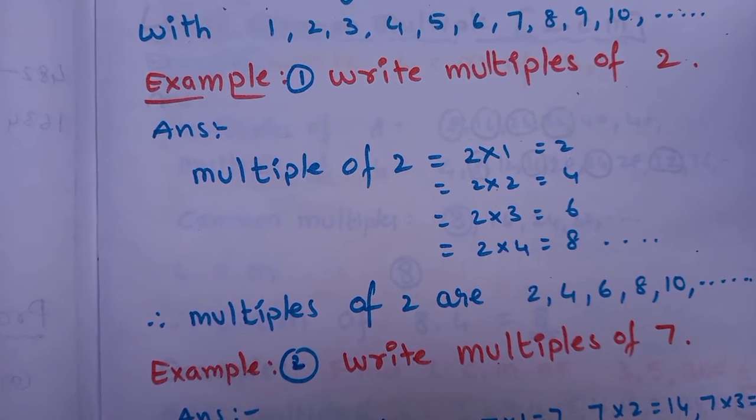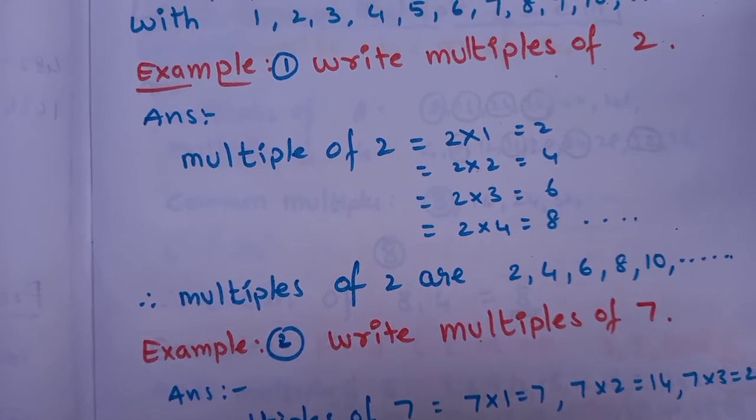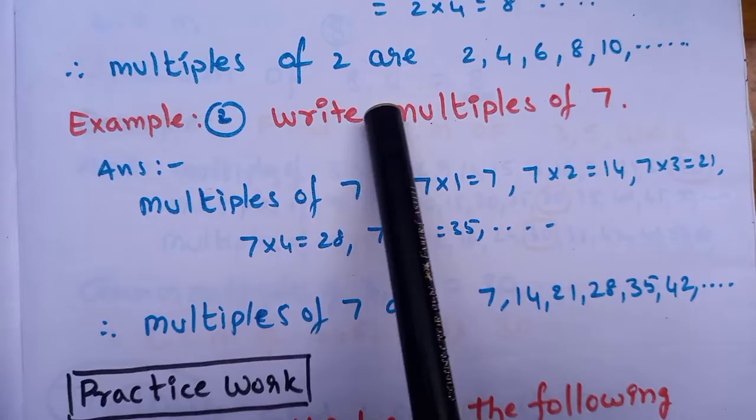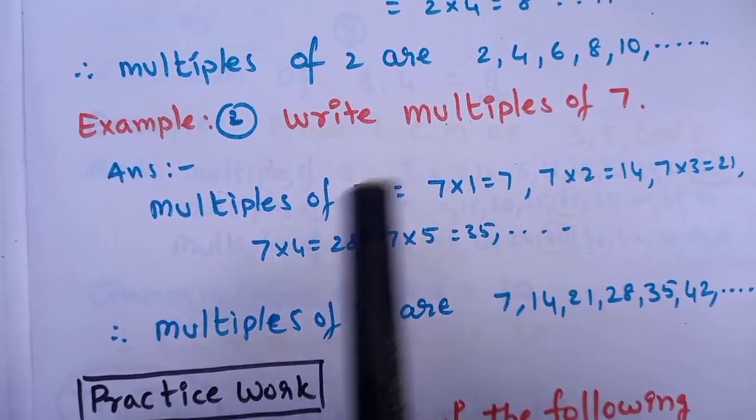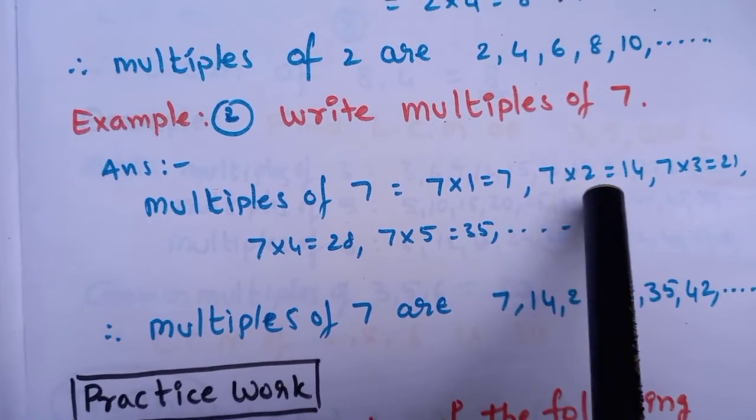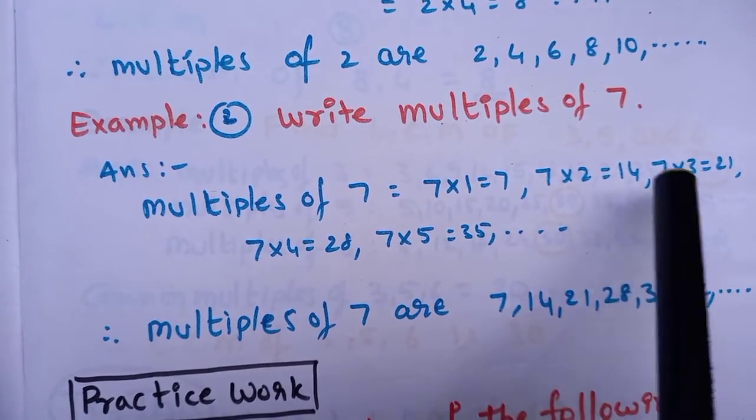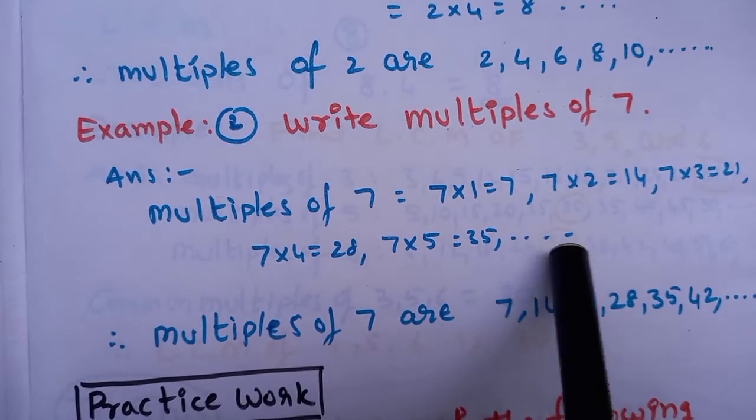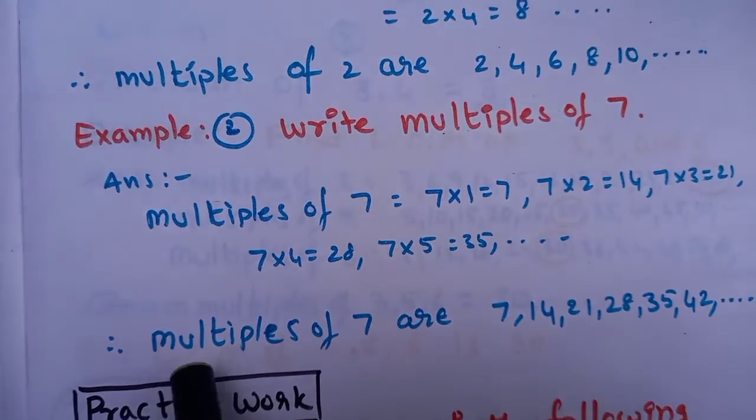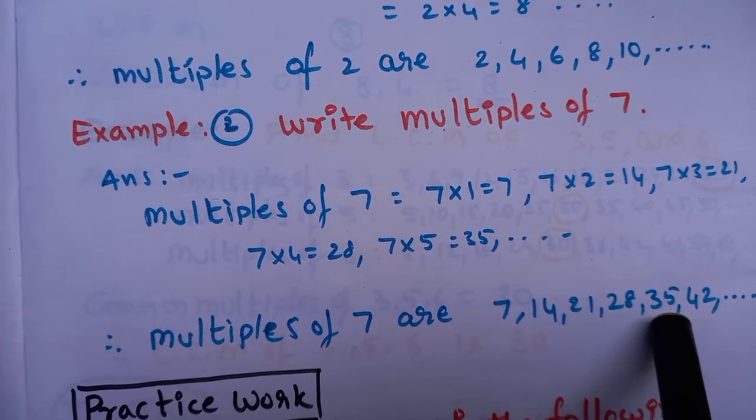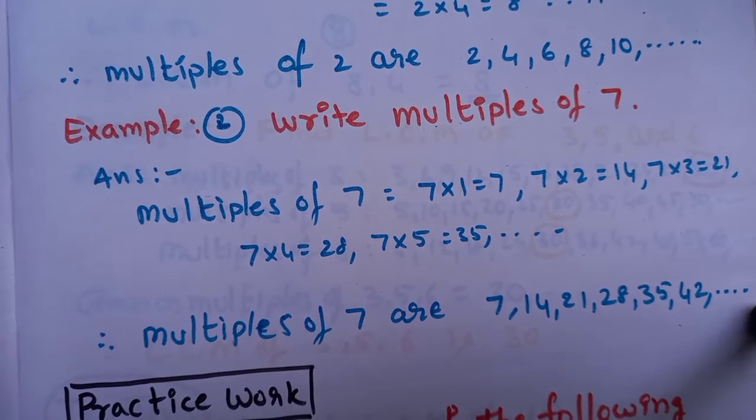Now, similarly, we are going to find multiples of 7. Multiples of 7 means 7 1s are 7, 7 2s are 14, 7 3s are 21, 7 4s are 28, 7 5s are 35 and so on. Therefore, multiples of 7 are 7, 14, 21, 28, 35, 42 and so on.